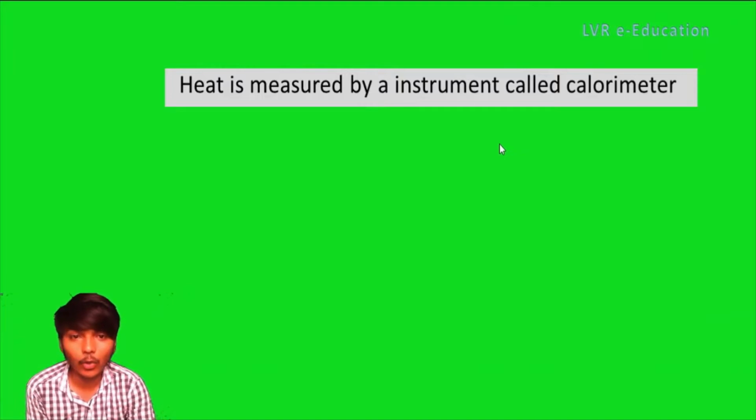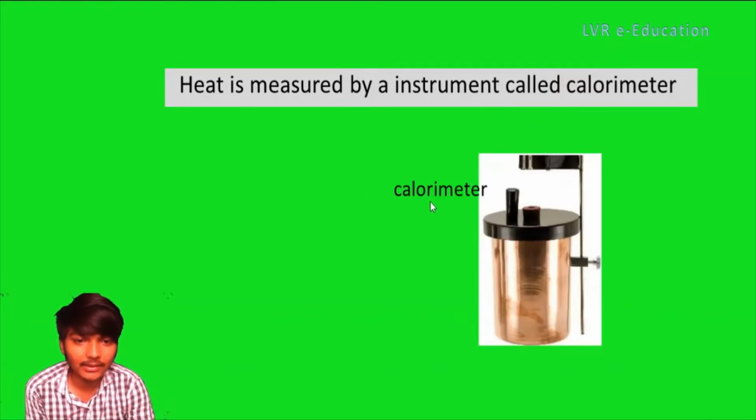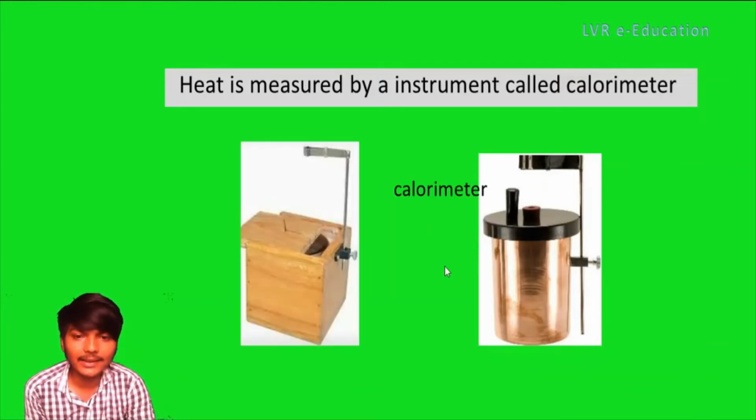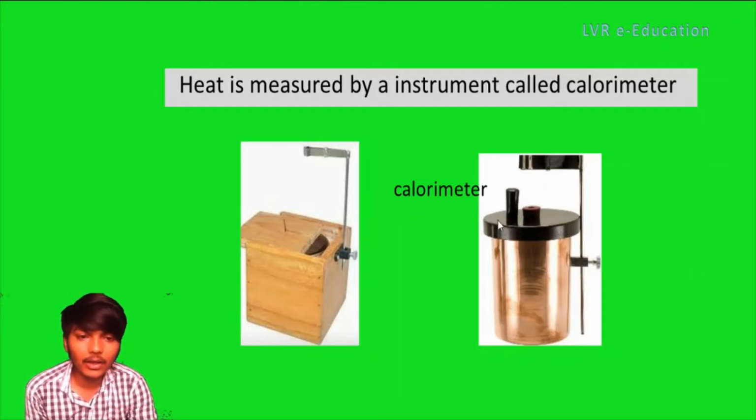Now let's discuss how to measure heat. Heat can be measured by an instrument called a calorimeter. So the device that you see here is called a calorimeter. A calorimeter is a simple device containing a copper vessel inside a wooden box. Now we are not going into the working of the calorimeter, that we will do in another video.